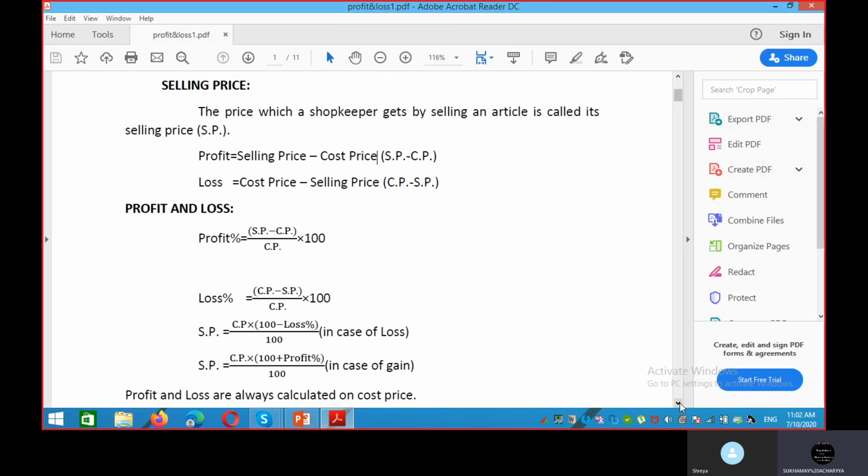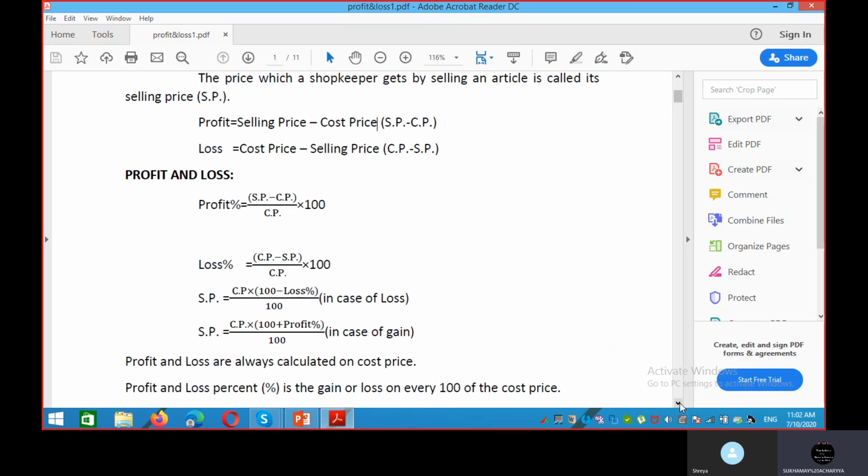What is now profit percentage? Profit percentage is equal to SP minus CP by cost price into 100. Loss percentage is equal to CP minus SP by CP into 100. Here CP is greater than SP and here SP is greater than CP. In case of profit, SP is always greater than CP. In case of loss, CP is greater than SP.